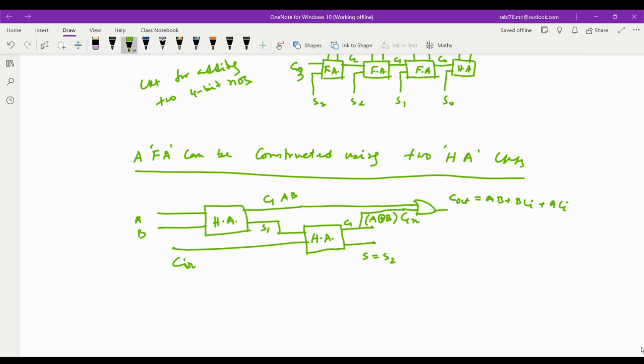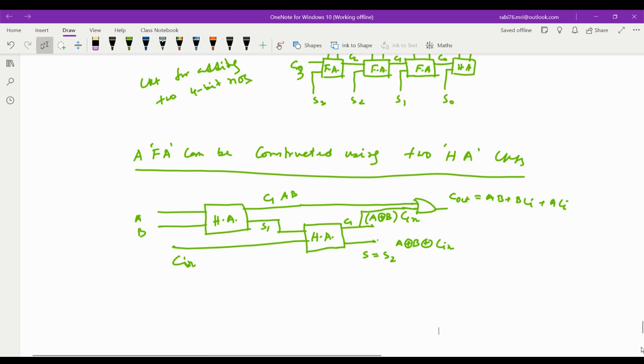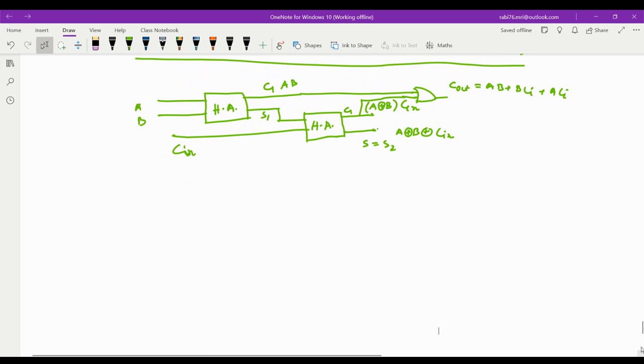So generally the full adder sum is A XORed with B XORed with C, right? So two half adder circuits can give you a full adder circuit. Now let us quickly move to the subtractor. Once you understand half adder and full adder, it is very easy to understand subtractor.